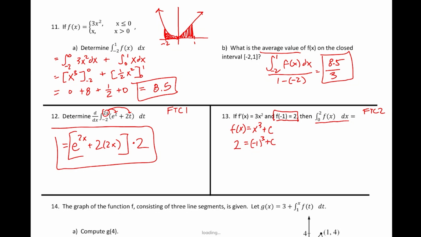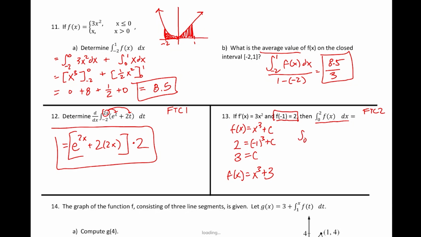Negative 1. I want to add 1 to both sides. So that'd be 3 is c. So if 3 is c, that means that f of x is actually x cubed plus 3. Okay, so now we can actually go back and do what we're going to do.